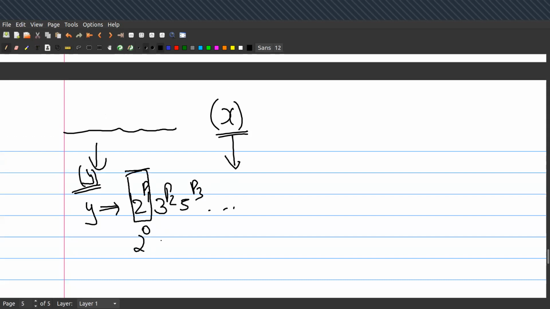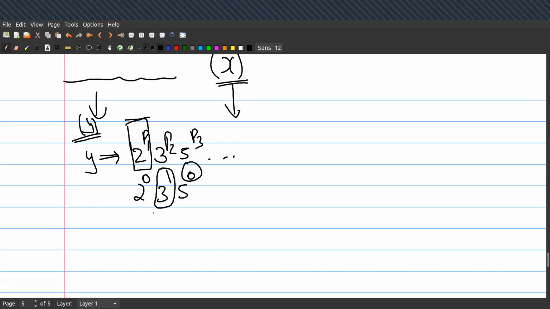If p2 was odd, we will store it as 3 to the power 1. If p3 was even, we will store it as 5 to the power 0. So for every odd power, we will store it as 1, and for every even power, we will store it as 0, because we are interested only in parity.